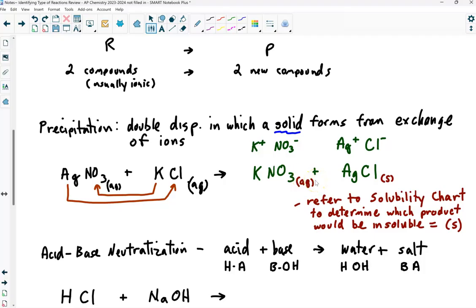Okay, we're going to do many more of these as we go on, but this is just to give you a flavor for how you would determine the solubility of the product here, which one would be the solid that forms from the exchange of ions.